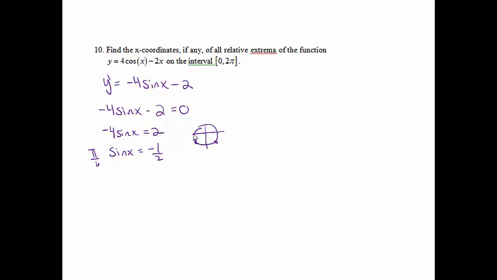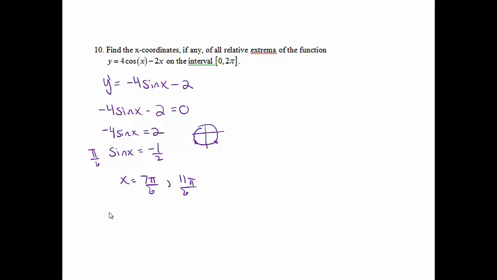So if this is pi, which would be like 6 pi over 6, the next one down is going to be 7 pi over 6. And then the next one, if this 2 pi is all the way around, which would be like 12 pi over 6, one right before that would be 11 pi over 6. So those are my two critical values.